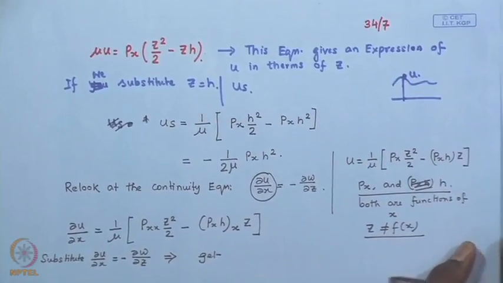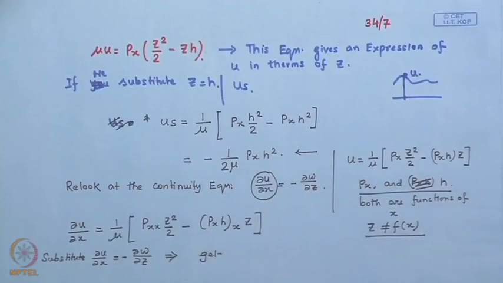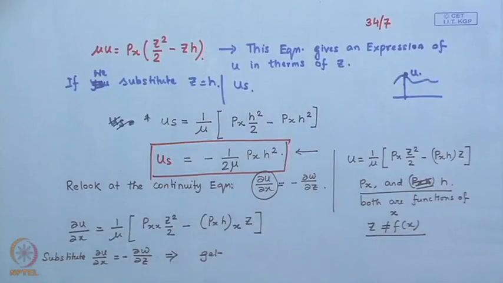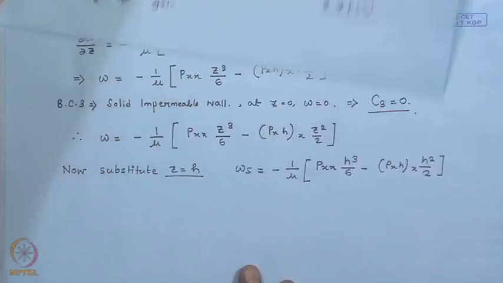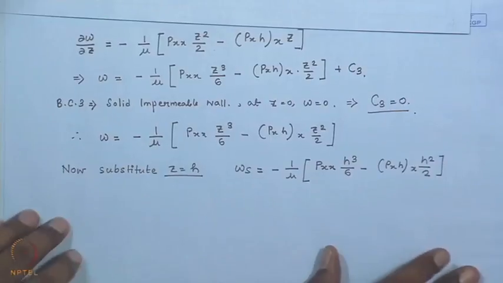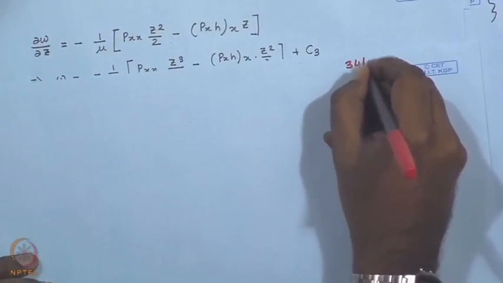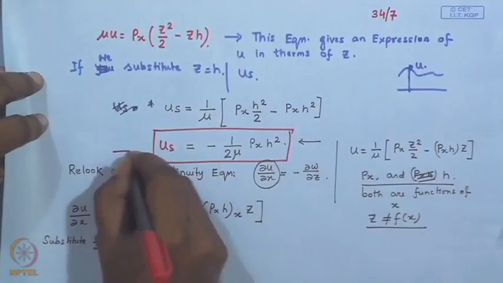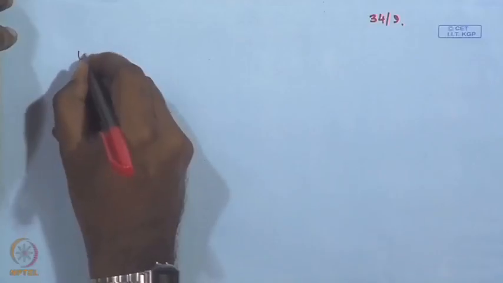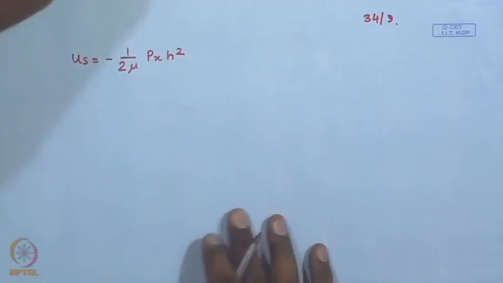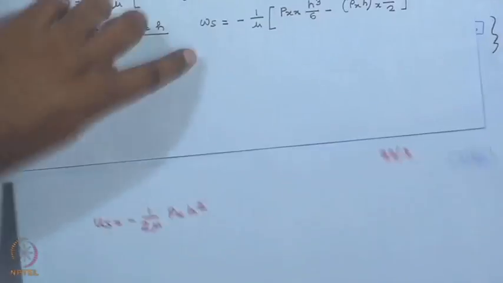So what we have now, from the previous expression we got, is an expression of u s in terms of h, and we also have an expression for w s now.